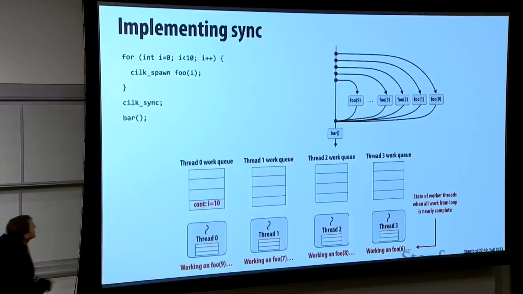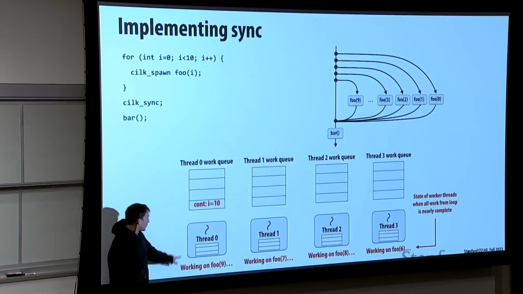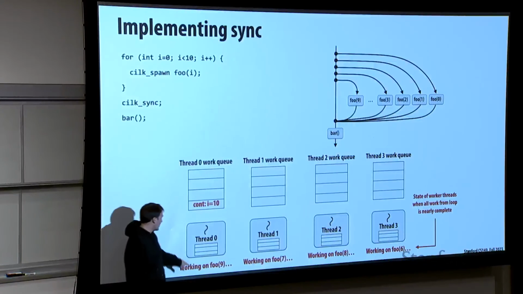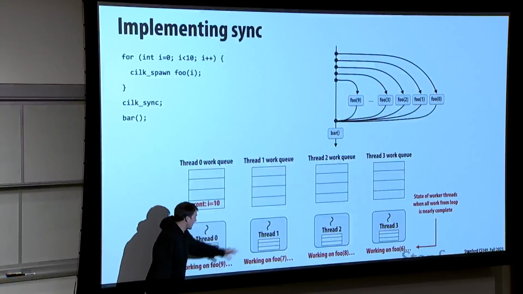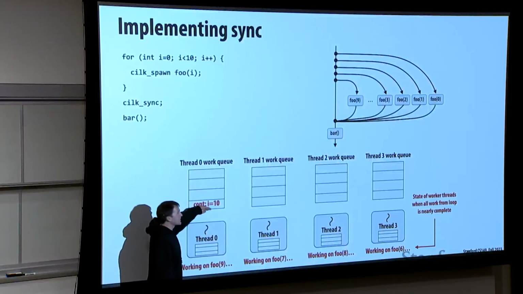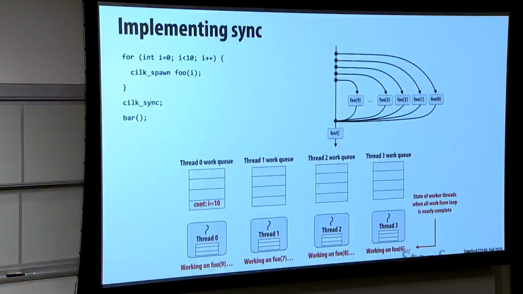Okay. So let's think about Quicksort again. Actually, let's think about the for loop again, because it's easier to think about. Let's imagine that we're in some state where I am working on foo(9), and someone else is working on 6, 7, 8, basically at the end of the iteration, and the only thing left is the rest of the loop, basically finish the loop and go on to bar. In this case, let's just say that one of the workers finishes. What do you think is going to happen the next time a worker finishes work?